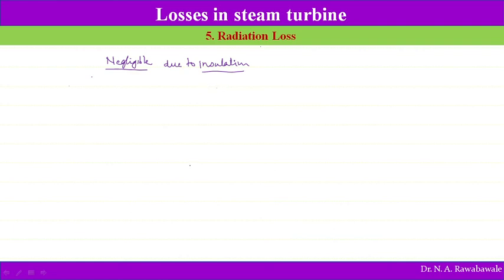Then the sixth loss is loss due to moisture. This loss is because the steam passing through the last stage contains water particles. As steam is expanded in multiple stages, and as the expansion of steam takes place, the quality of steam gets reduced and steam becomes wet and contains water particles. The velocity of water particles is less than that of steam.